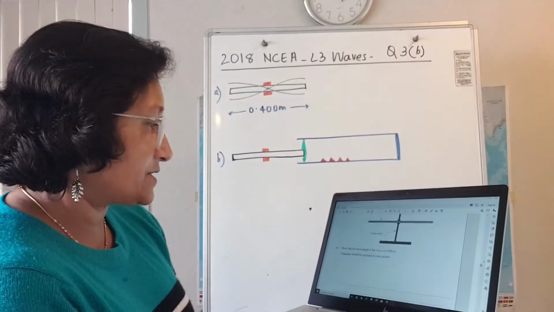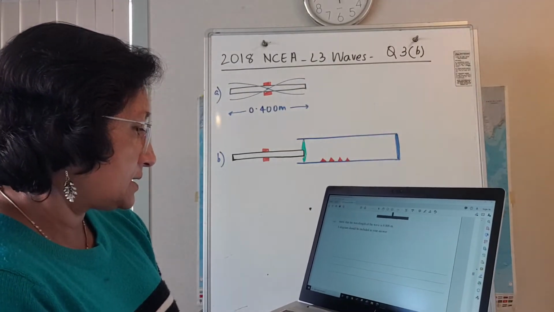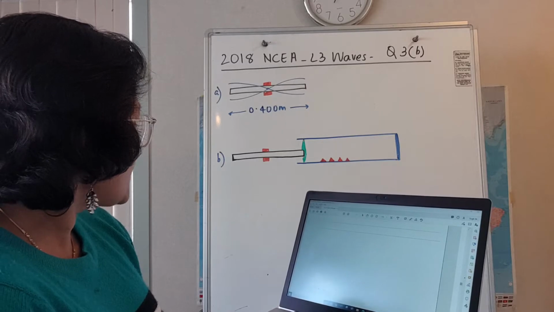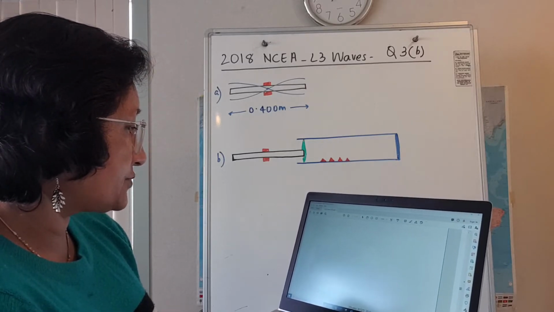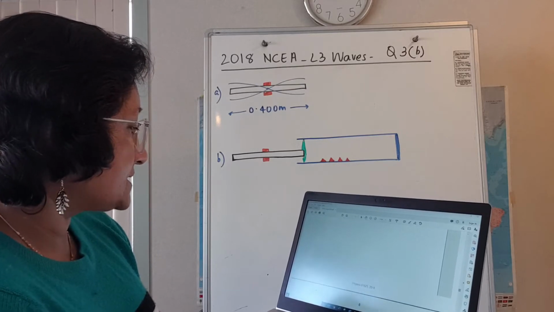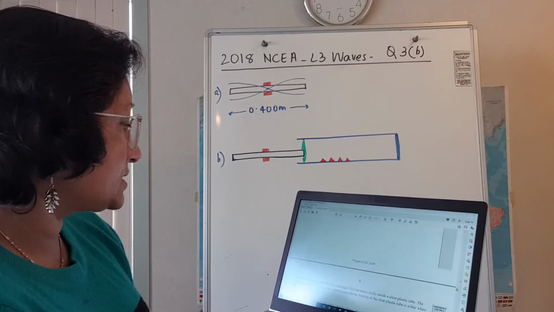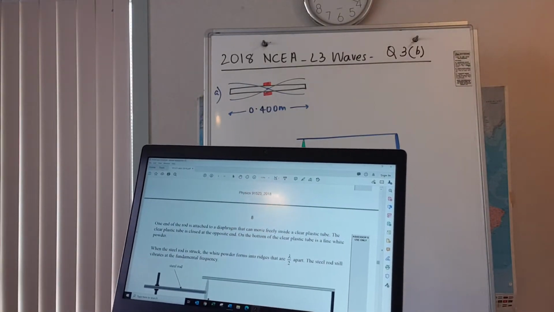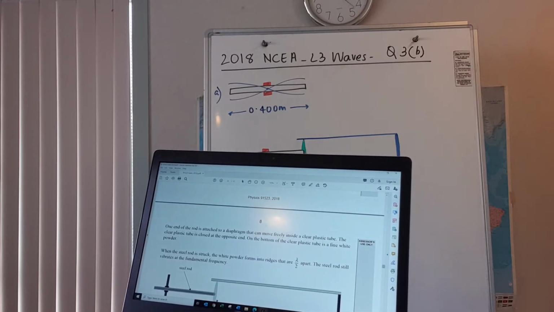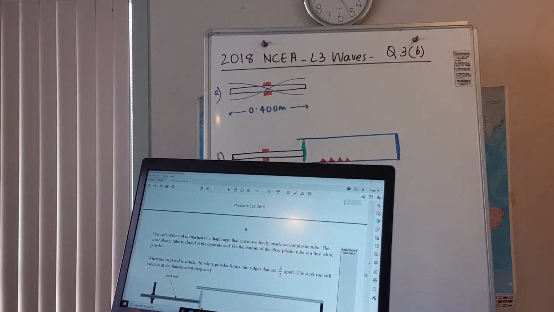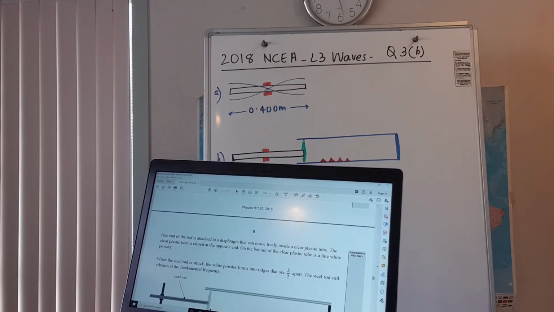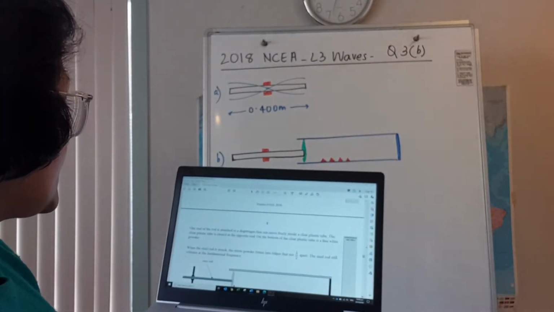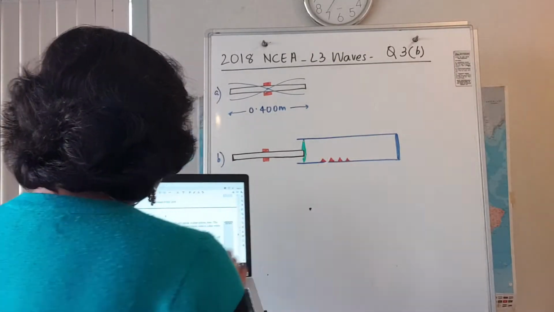Then the next part is that this rod is clamped and put against a diaphragm, and the diaphragm is at one end of a closed plastic tube. So one end of the rod is attached to a diaphragm that can move freely inside a clear plastic tube. The plastic tube is closed at the opposite end, so that means it's like a closed pipe. So this is the open end with the diaphragm that can vibrate. And then when the steel rod is struck, you get ridges over there.